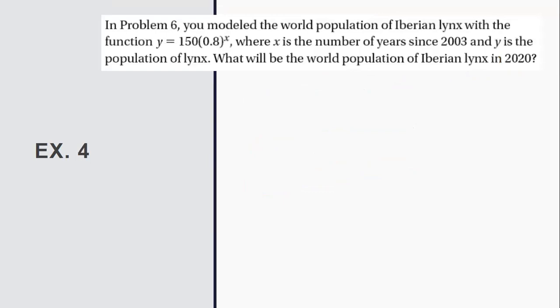All right. So in previous problems, not in this problem, I don't know why this came from a book. It was given that the function 150 times 8 tenths to the x power, where x is the number of years since 2003 and y is the population of the lynx. What will be the world population of Iberian lynx in 2020? Okay, so it's giving us the formula, the equation already. So we have y equals 150 times 0.8 to the x power.